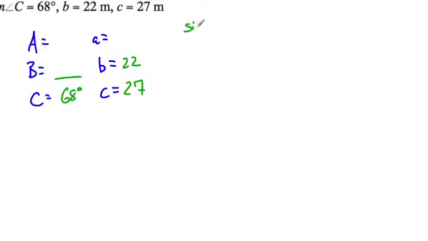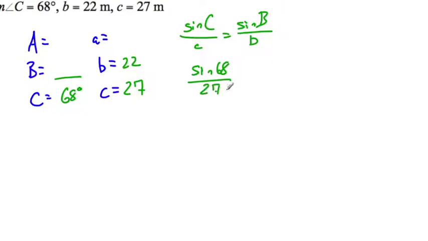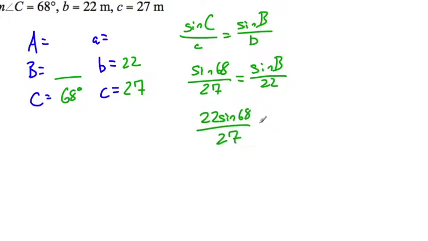So I do sine of C over C equals sine of B over B. And I say that sine of 68 over 27 equals sine of B over 22. Again, if I multiply both sides by 22, I get 22 sine of 68 over 27 equals the sine of B. And if I take the inverse sine of both sides, that cancels out.